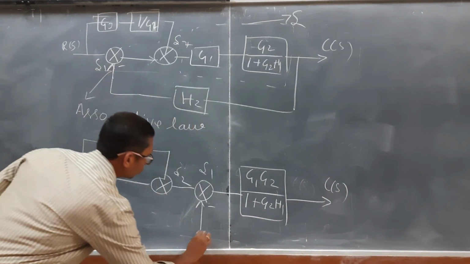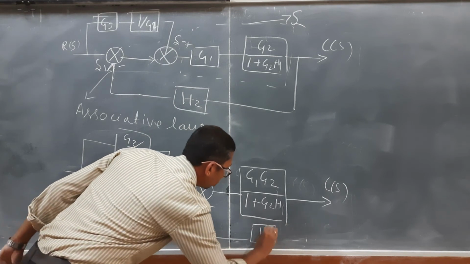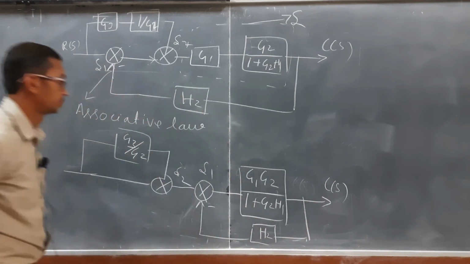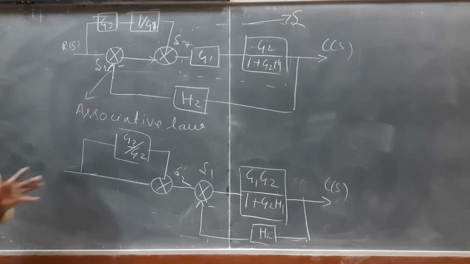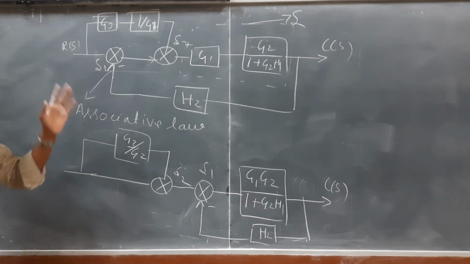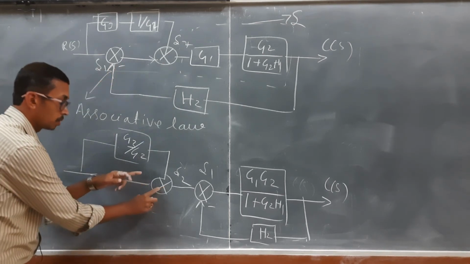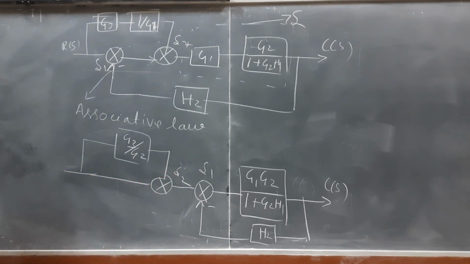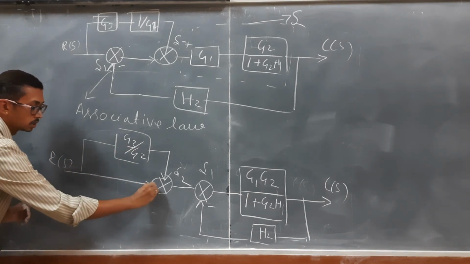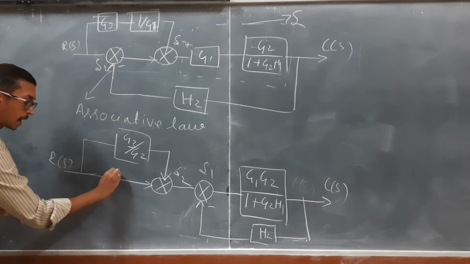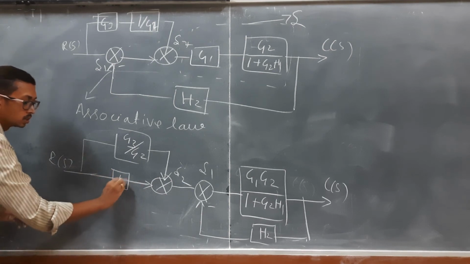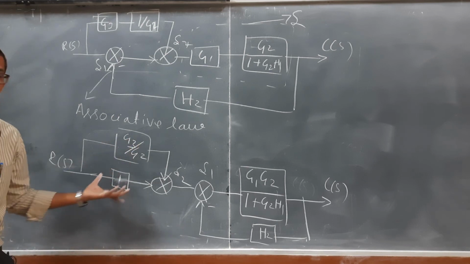Next, we have a loop over here, H2. So here we are going to apply the associative law. We are going to interchange summing point 1 and summing point 2. Please pay attention. This is 2 and this one is 1. So now what else are we going to apply here? See here, this block and this signal, the two are in parallel. If nothing is there, we are going to consider this as 1. So these two are in parallel.